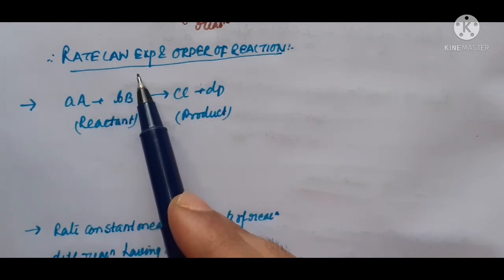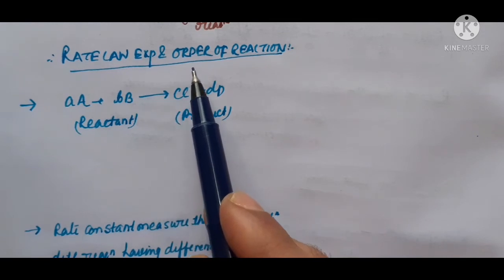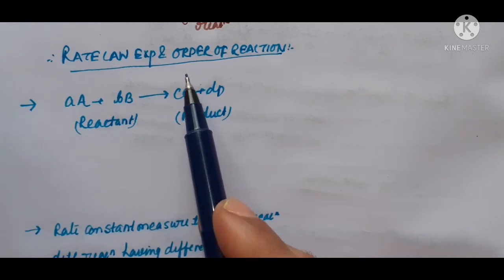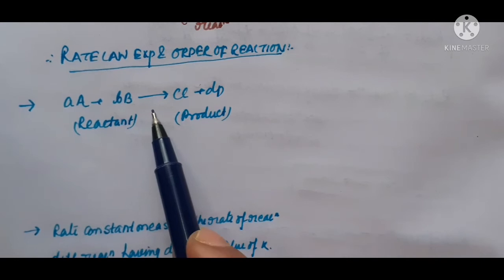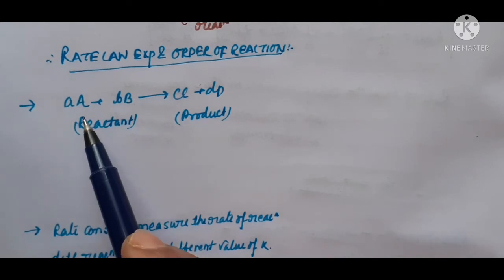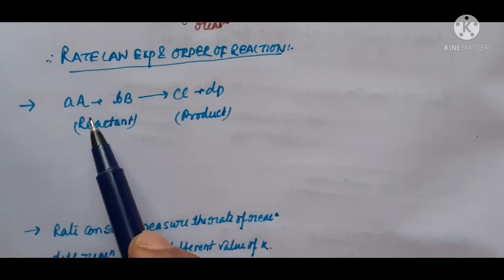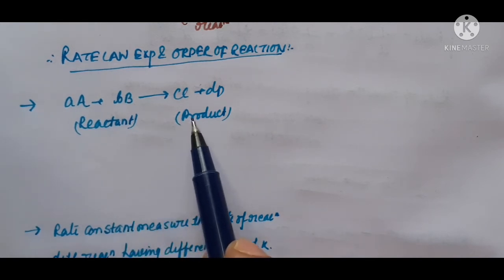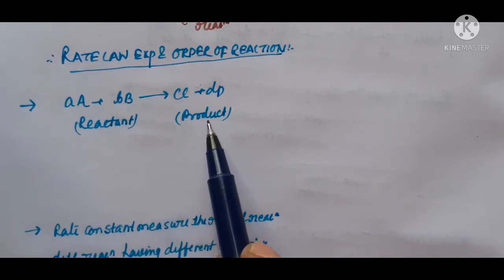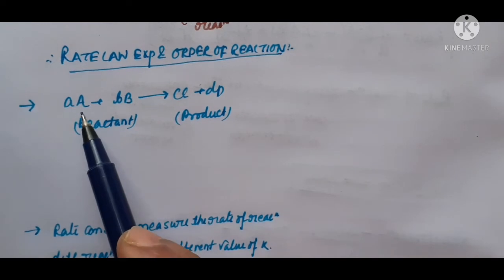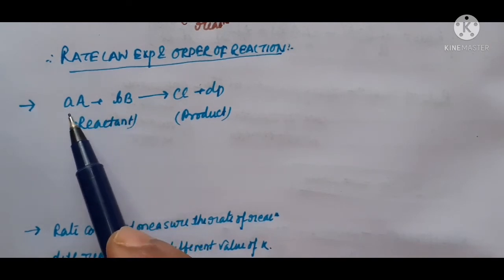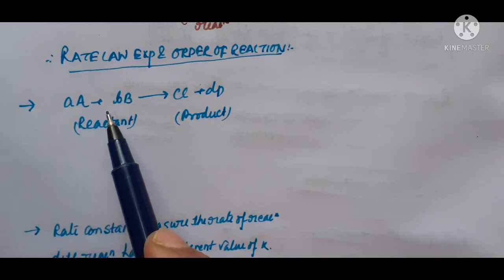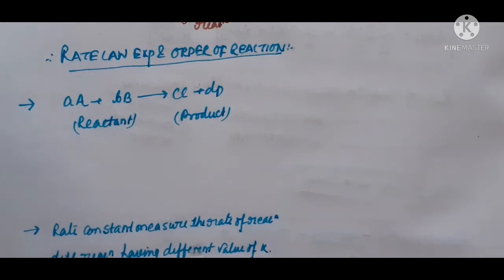Now, to understand the rate law expression and order of reaction, let us consider a chemical reaction of the following type. Here, the species on the left hand side are considered reactants and those on the right hand side are considered products. Reactants are A and B, and their coefficients, which represent the number of moles of the reactant, are small a and small b respectively.